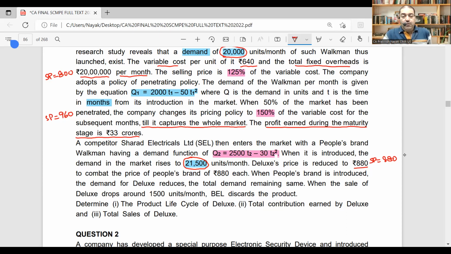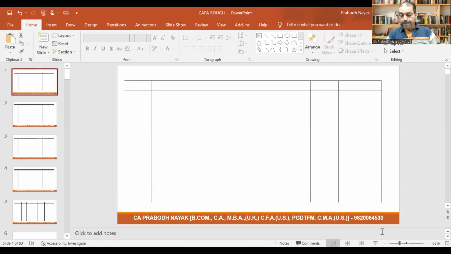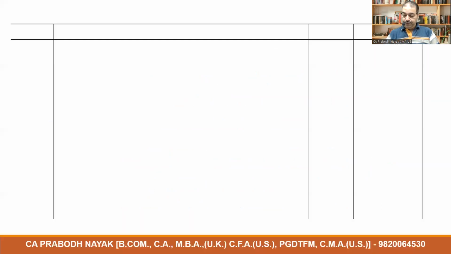You have to plan what is going to be the introduction stage, the growth stage, maturity stage, and then the decline stage. Okay. So when the competitor enters the market, then the decline stage starts. So how to calculate? That is the main question. It is a 20 marks question. We'll have to do full working for this. So prepare a statement like this.